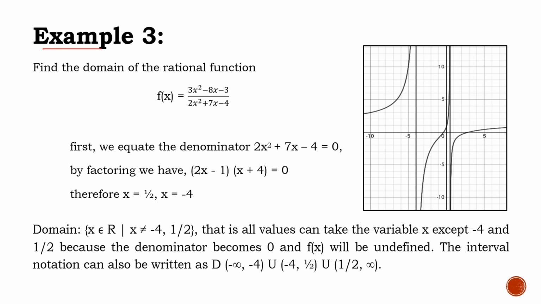So for example number 3, we're asked to find the domain of the rational function. Let's check if this is a rational function. Your numerator is a quadratic function, your denominator is a quadratic function. Both your numerator and denominator are polynomials. When we say rational function, it's a ratio between two polynomials. That's why this given is a rational function.